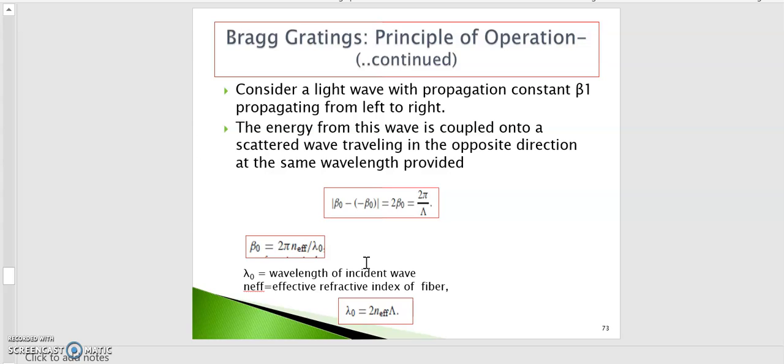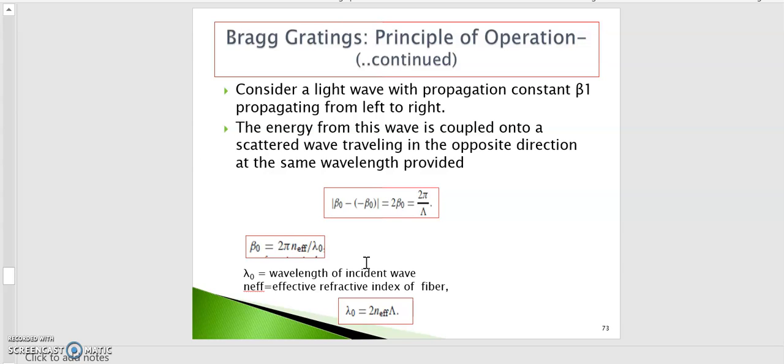So now let us consider another wave that is propagating with the propagation constant beta 1, from left to right. So as the energy is propagating, there can be some amount of scattered light. The energy of the scattered light is coupled to the forward propagating light if the Bragg phase matching condition is satisfied. That is, modulus of beta naught minus minus beta naught is equal to 2 beta naught, that is equal to 2 pi by the period of the grating.